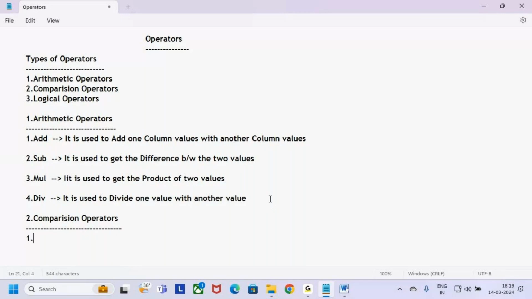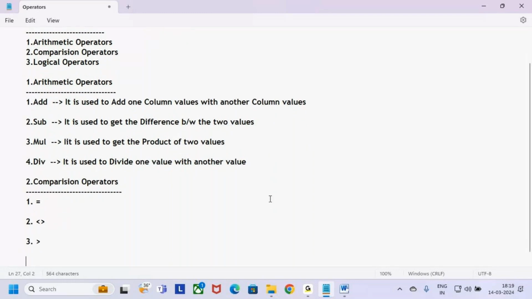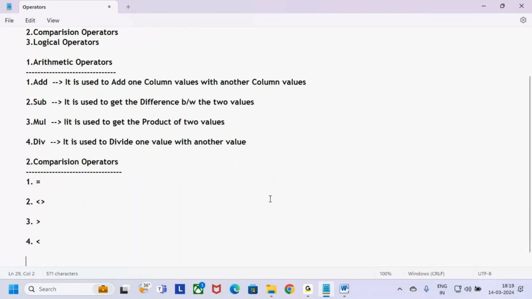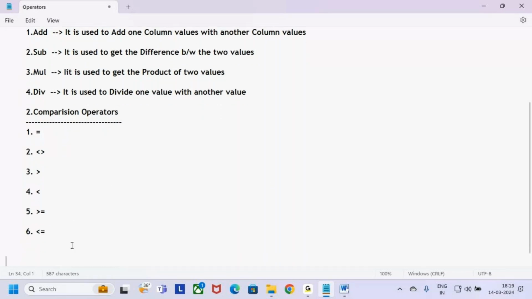As we know, the first one is equals to, second one is not equals to, third one is greater than, fourth one is less than, fifth one is greater than or equals to, and the sixth one is less than or equals to. These are called comparison operators, already you know. So let me go and write here what these comparison operators are.